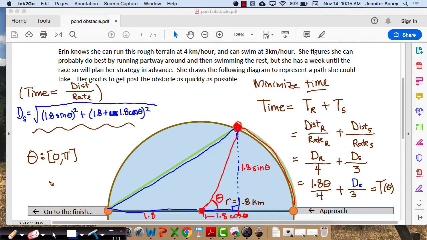We can have the angle be as small as 0 or as large as pi, and anything in between would give us different values for these, but they're the same relationships, regardless of which angle is chosen.